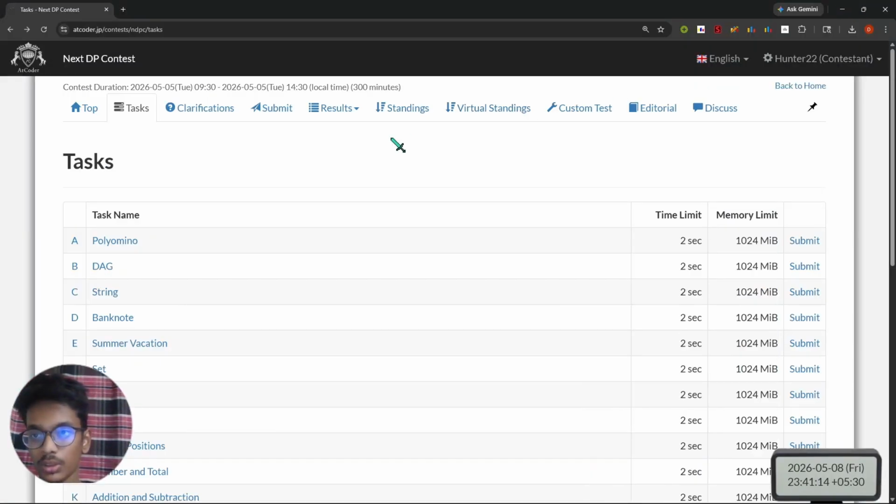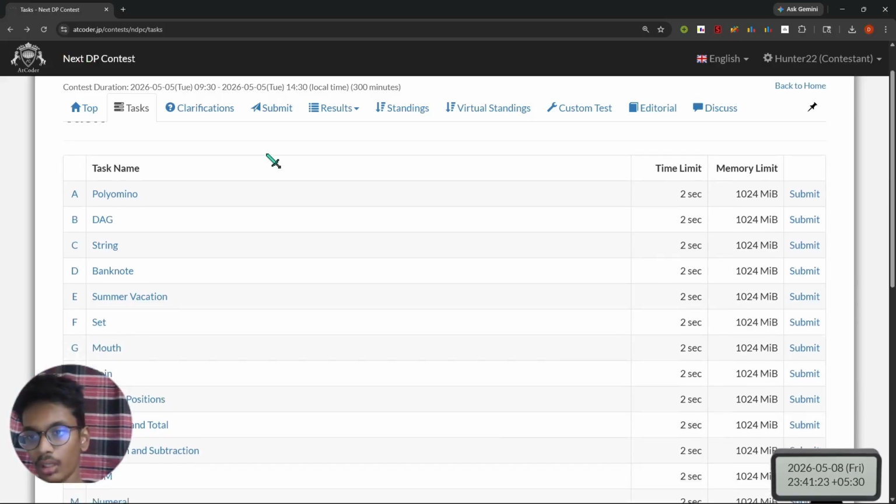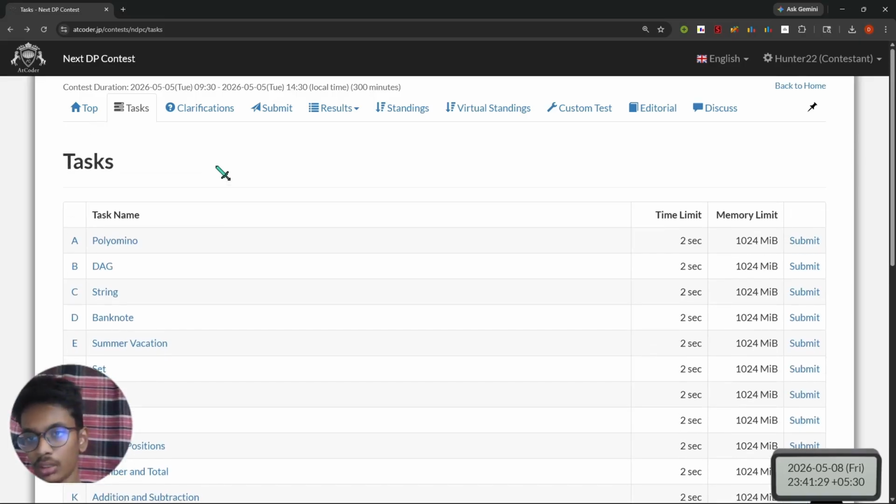So hello everyone, today we'll be solving the AtCoder Next DP contest. The original AtCoder DP contest was quite a fantastic resource for dynamic programming. Most of us, including me, learned DP from there, solving those problems. And I'm expecting this one also to be great.